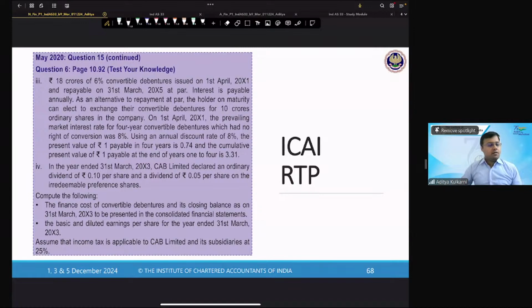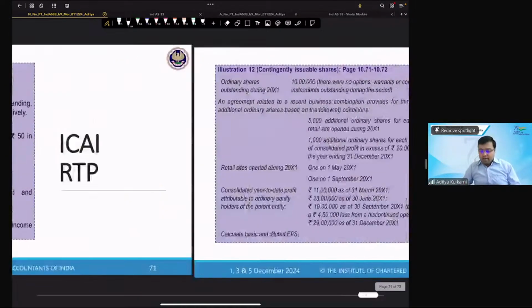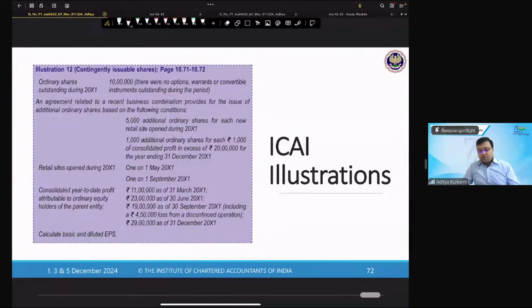Sir, नेक्स्ट सेशन में भी ये सब ऐसे ही होगा या कुछ और भी ऐड करेंगे साथ में, क्योंकि ये तो बहुत छोटा सा पार्ट रह गया. नहीं, पार्ट छोटा सा है, बट कंटिंजेंटली इश्यूएबल शेयर्स का जो क्वेश्चन है, दैट टेक्स ऑन एन एवरेज 1 hour. This is one slide, but this one slide will take us 1 hour. ओके सर. So the institute has given adequate time looking at the complexities.